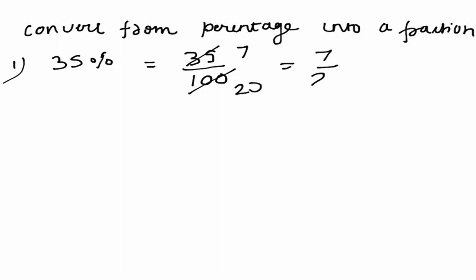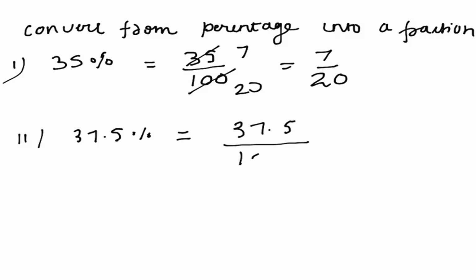So in the fraction form, we will get 7 by 20. Next, if we have 37.5%, first of all, we will remove the percentage sign and write 100 in the denominator. So we will get 37.5 divided by 100. Now we will remove the decimal point, so we put 10 over here. 375 divided by 1000, if we change it into the simplest form, will give us 3 by 8.